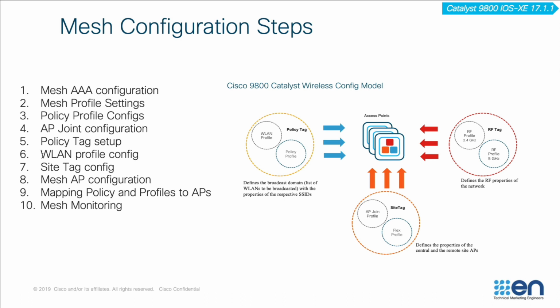After that, we're going to discuss the WLAN profile configuration and site tag configuration, where we want to apply the specific policies and profiles created in earlier steps. Then eventually, specific mesh AP configuration and mapping all the configured policies and profiles created in steps 1 through 8 to the mesh APs, either indoor or outdoor APs. And finally, we'll talk quickly about mesh monitoring options.